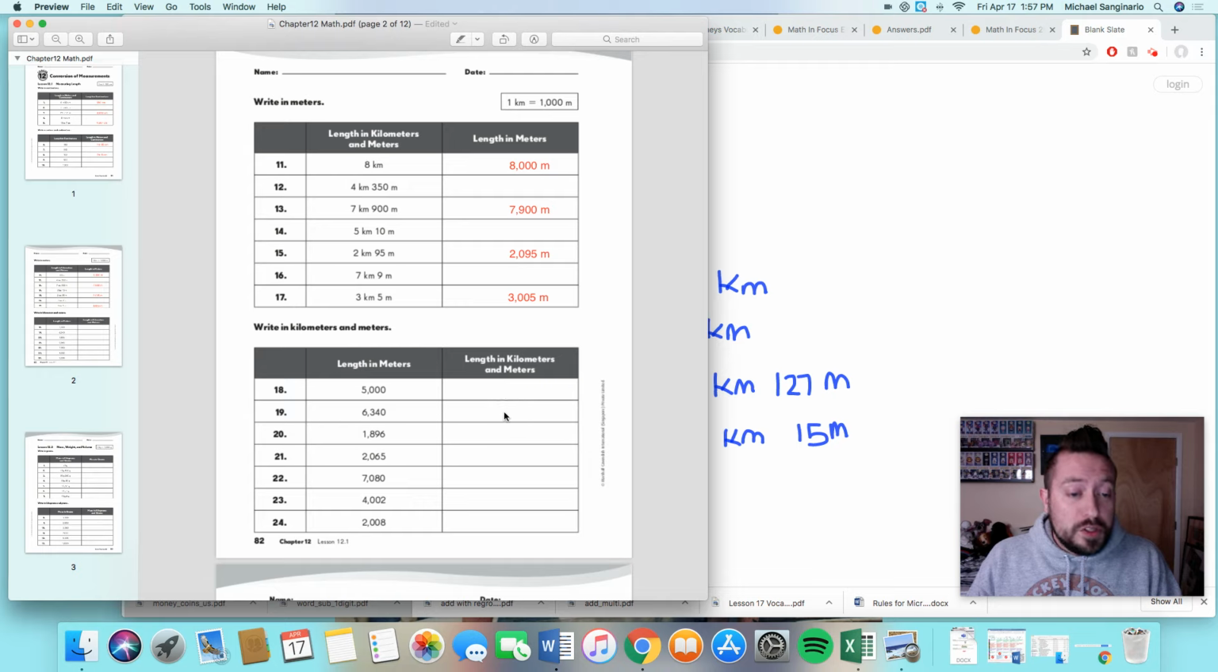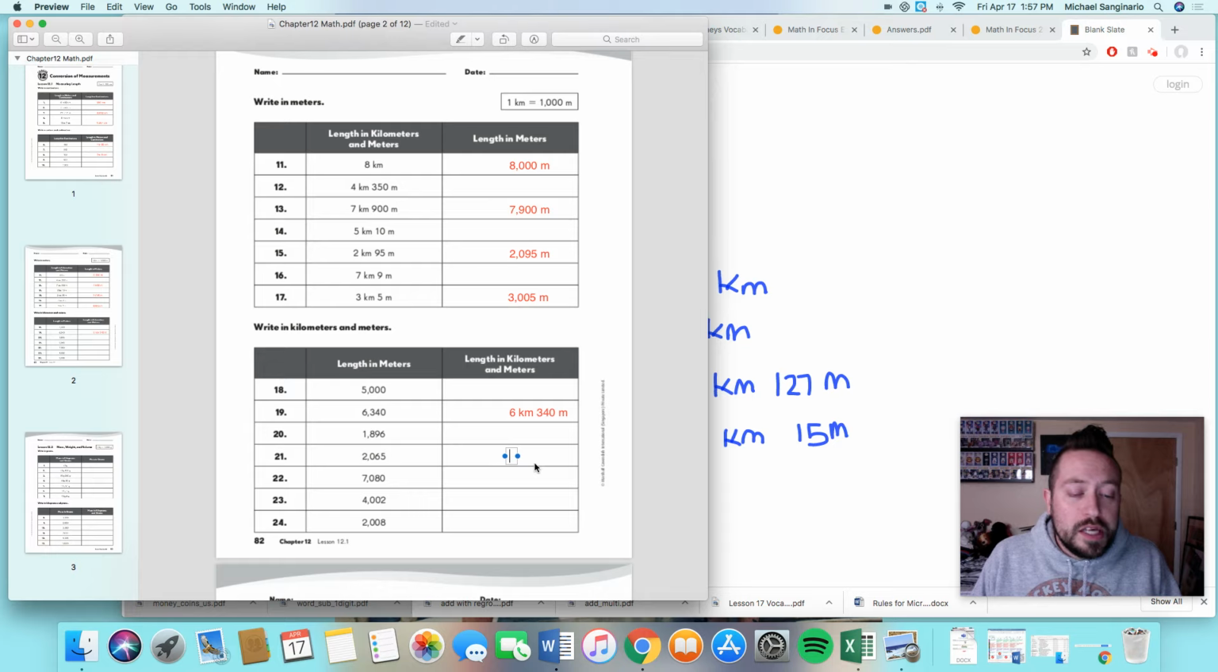All right, so now we have 6,340 meters. So how many kilometers and meters are we left with? Well, the 6 in the thousands place right here, we know that's going to be 6 kilometers. The rest that's behind it is the leftover meters. So it would be 340 meters. Okay, you're going to do 20 on your own.